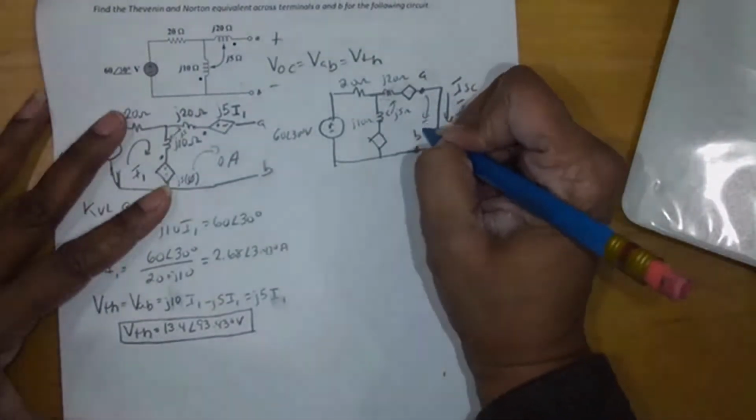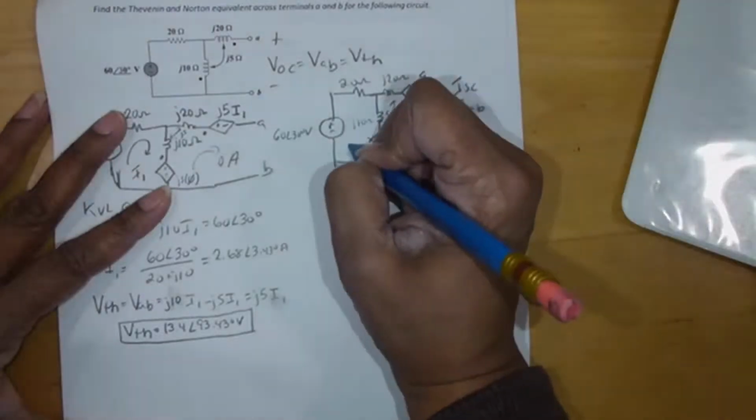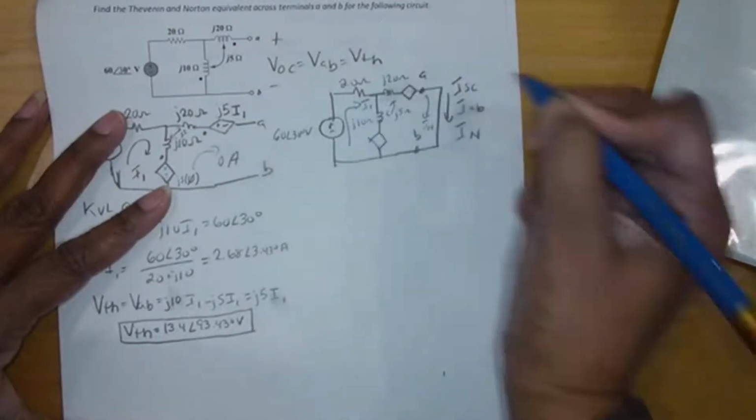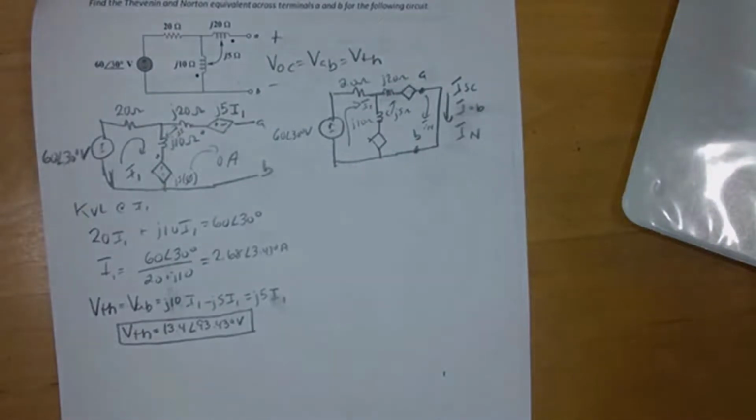This clockwise current here is I Norton, and this clockwise current here is I1. A common mistake students make is wanting to just use the I1 they already found. It's not the same I1. If I change the circuit, I cannot use this other I1. I have to find I1 again once I change the circuit. So I have a clockwise current I1 on the left and a clockwise current IN on the right.